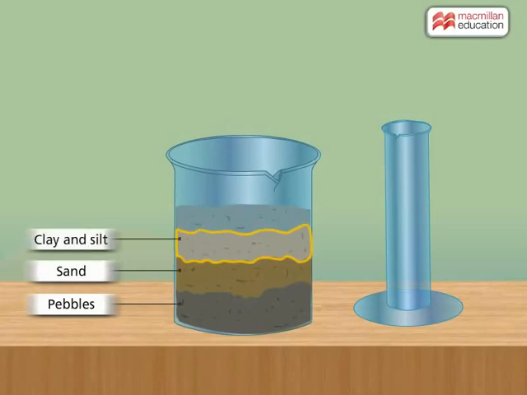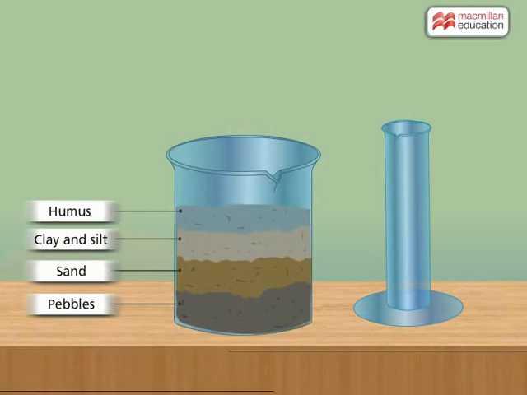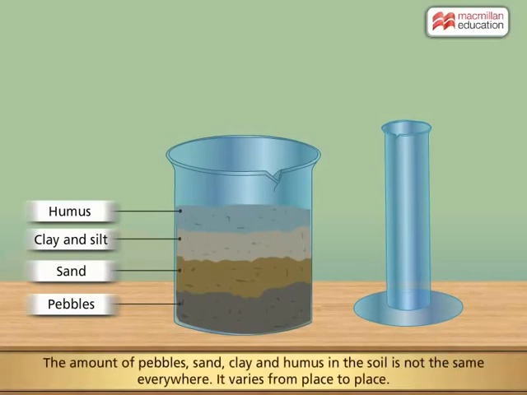See, we also have something floating on the water. These are dead leaves. This is called humus. Humus is lighter than the water, thus it floats on its surface. Do you know the amount of pebbles, sand, clay and humus in the soil is not the same everywhere? It varies from place to place.